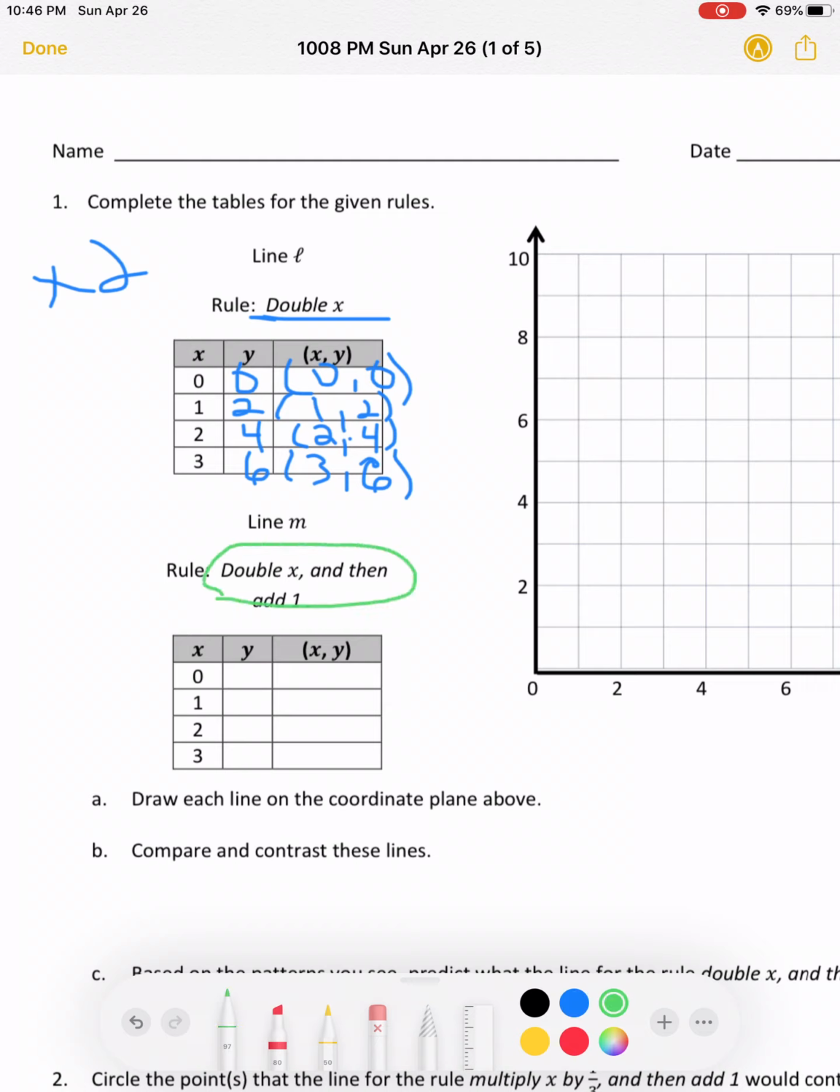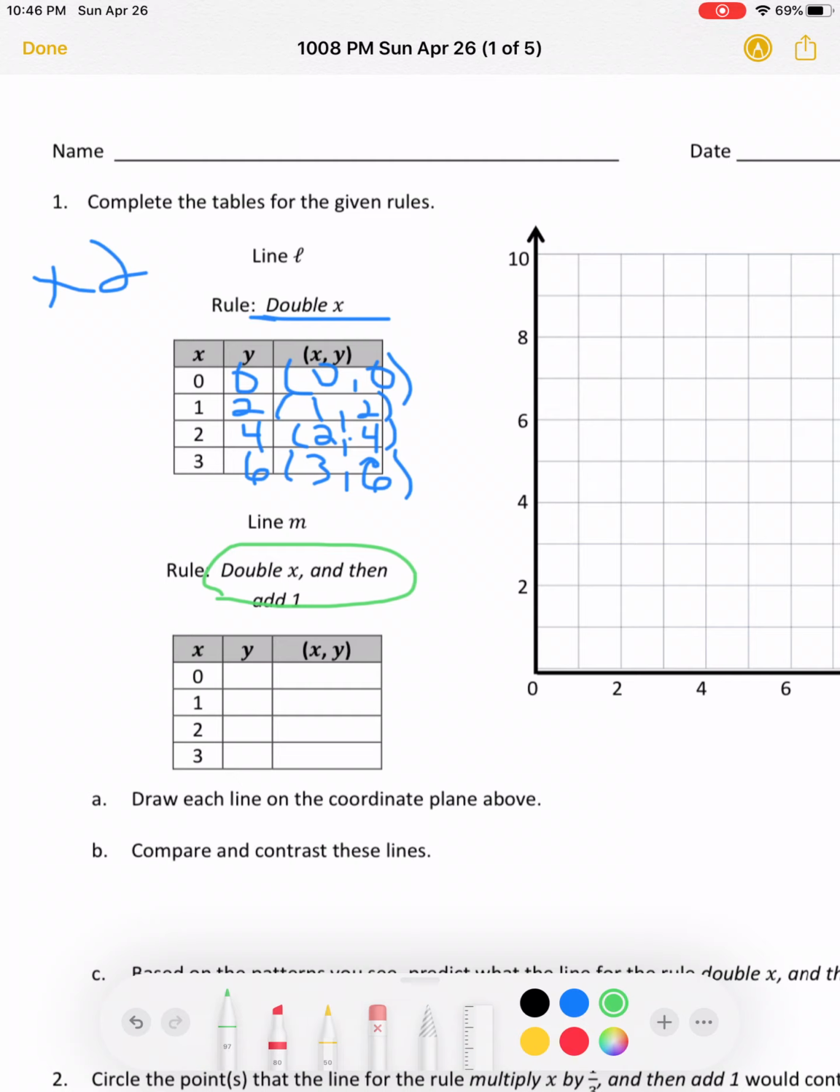Here we have a 2-step rule. This particular algebraic rule says, double the x and then add 1. So we already know when they say double the x, we either multiply by 2 or we add x 2 times. And then when we finish doing that step, we have to add 1. Okay? So let's get started.